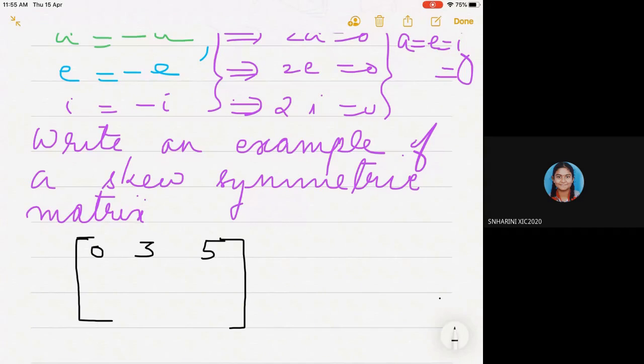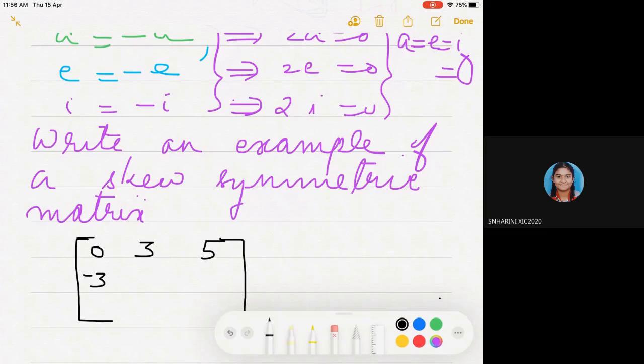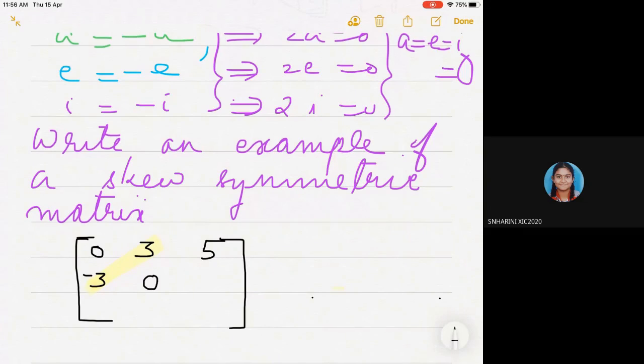0, 3, 5. Now you have to be very careful. What will be the next element in the second row? It should be minus 3. They are of opposite sign. Minus 3, 3. Next come the diagonal elements. Diagonal elements will always be 0 in the matrix, so here you can put 0. Next, you can put any number. Suppose I take 8, there is no restriction.